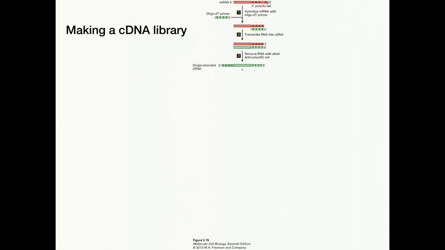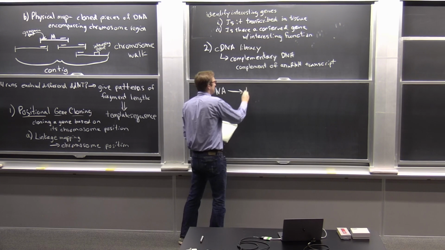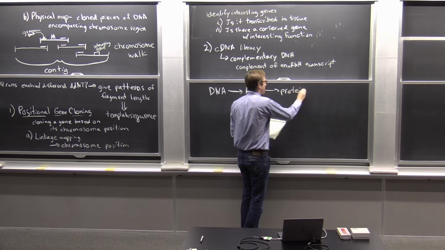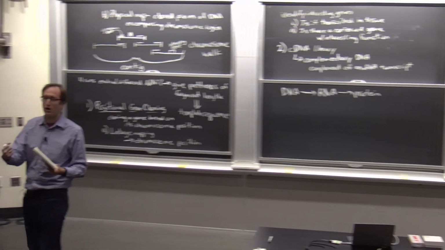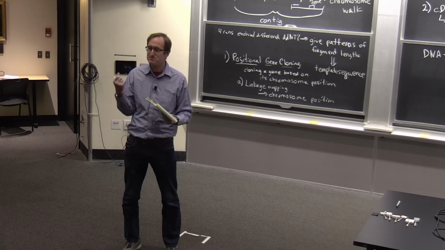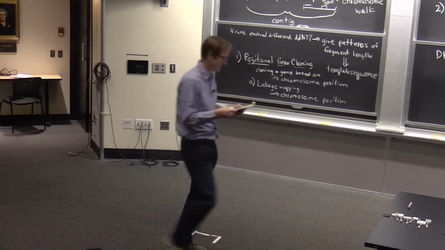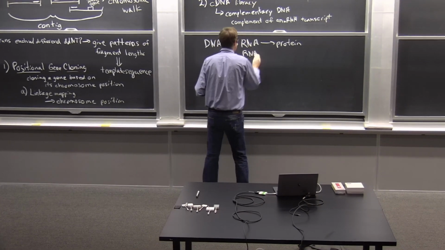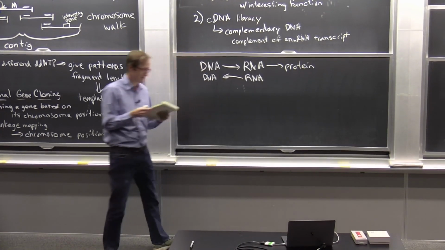All right, so let's think about complementary DNA. Remember, we've talked about the central dogma and how DNA encodes RNA, which encodes protein. So the information flows from DNA through RNA to protein. But there are some specialized cases in biology where this information flow is reversed, where information flows from RNA to DNA. That's pretty cool.